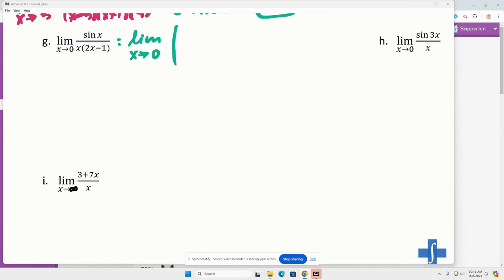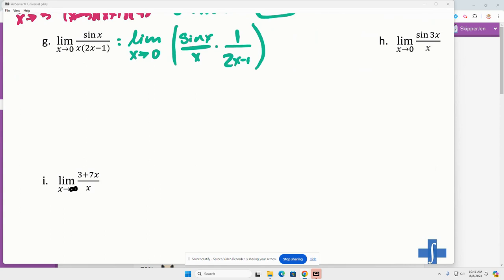So I would write this as the sine of x over x, and I would multiply that by another fraction that's going to be equal, so that when I multiply them, I do get this exact same thing. So what would I multiply sine of x over x by to get this? Very good, thank you.